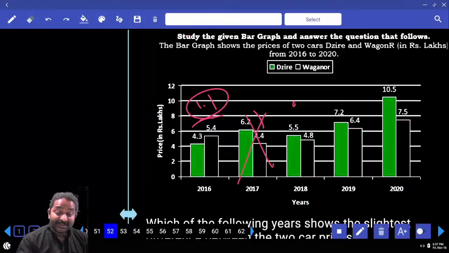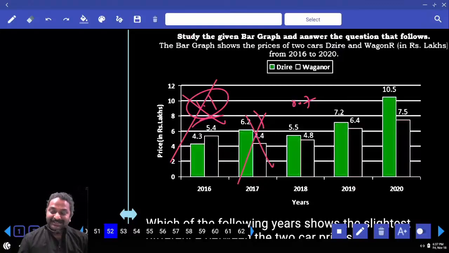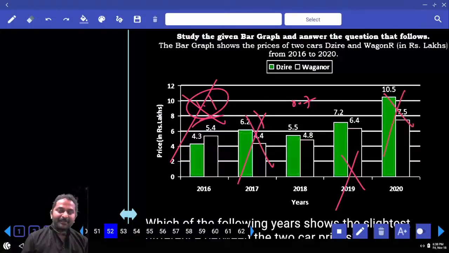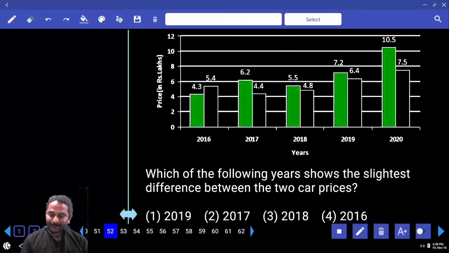Third one 0.7. So you can eliminate first one 2016. And then 2019, is that less than 0.7? Now we can eliminate this. As we are asked to calculate lowest, always look for the lowest number. Okay? If the difference is more than 0.7, we don't have to consider that. Next 2020, eliminate. Difference is 3, right? So far, where is the slightest one? 2018.